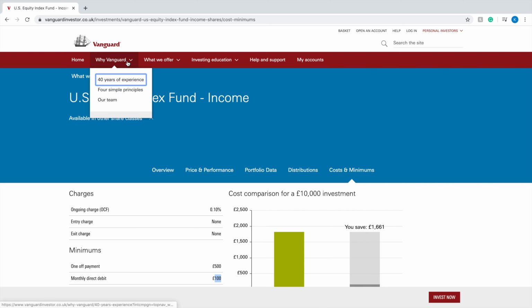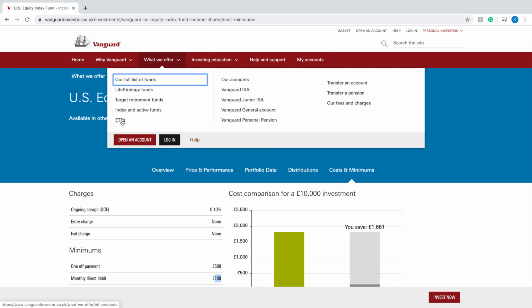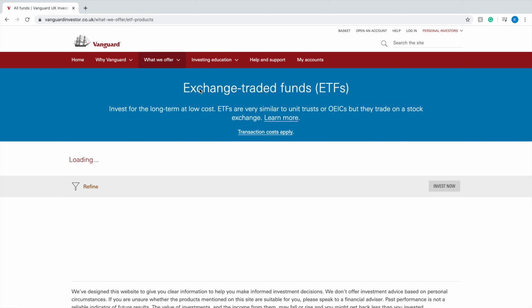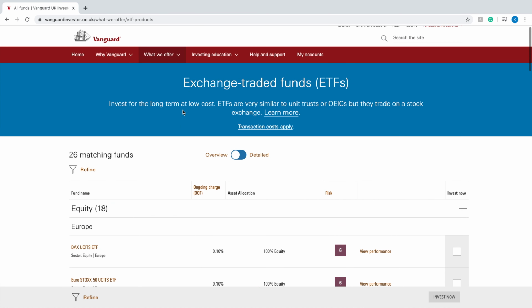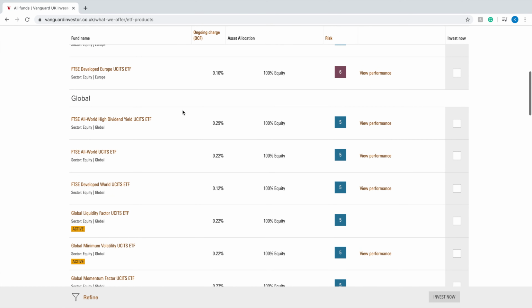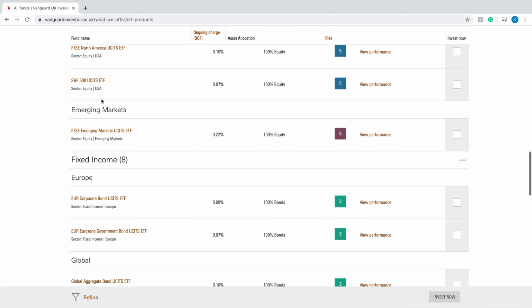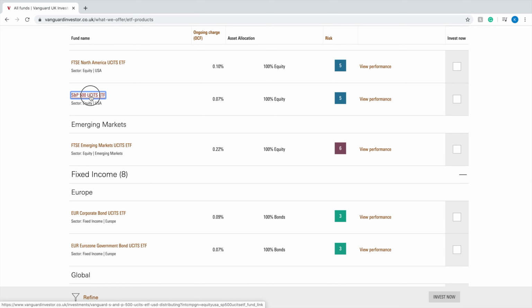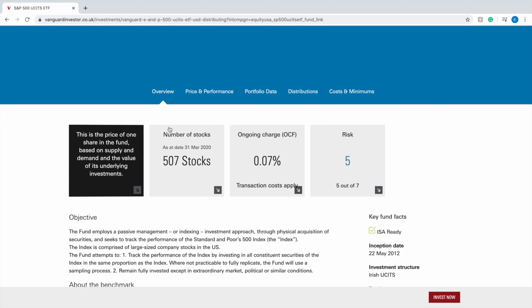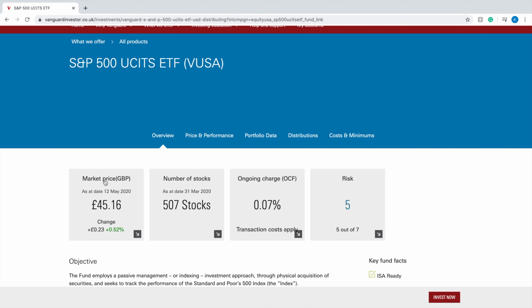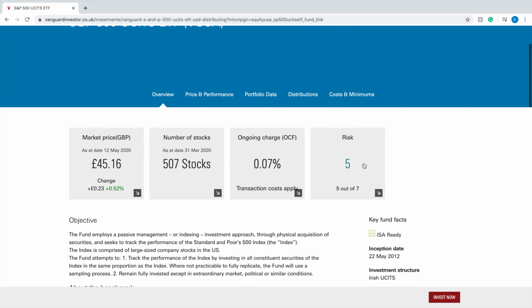Now let's look at another one. Now I want to look at, for example, the S&P 500 ETF. Now ETFs are not exactly index funds, but they are very, very similar. And again, they're very low cost. So we just scroll down to the US, which is the S&P 500 ETF. It's much more accessible in terms of price. It's just £45 approximately, and it's got 507 stocks, and the ongoing charge is a little bit cheaper. Similar risk profile.